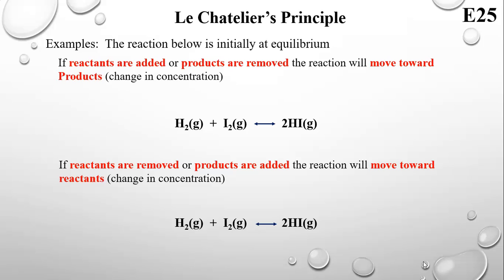So if we're in equilibrium and all of a sudden we put more HI into our container than the equation likes at equilibrium, then that equation is going to move backwards. It's going to decompose that HI into H2 and I2 gas. Similarly, if we're in equilibrium and we remove H2 and I2 gas, then the container doesn't have as much H2 and I2 as it would like to have at equilibrium. So again, it decomposes the HI to produce H2 and I2 gas until it's back in equilibrium.